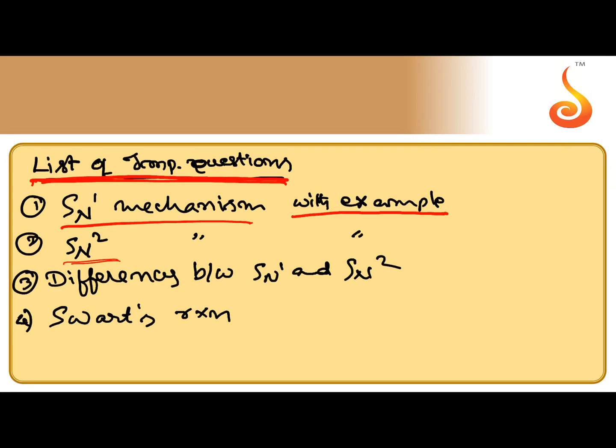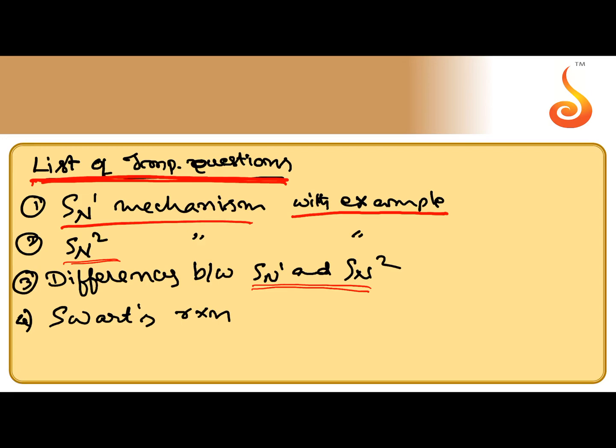Next one, SN2 mechanism. What is the SN2 mechanism? Explain with one example. Bimolecular nucleophilic substitution reaction is called the SN2 mechanism or SN2 reaction. Example: hydrolysis of methyl chloride with aqueous NaOH. Again you write the complete equation. After that, the mechanism: it is a single step process via a transition state. Like that, you have to write at least 4 points about SN2. Next, the differences between SN1 and SN2.